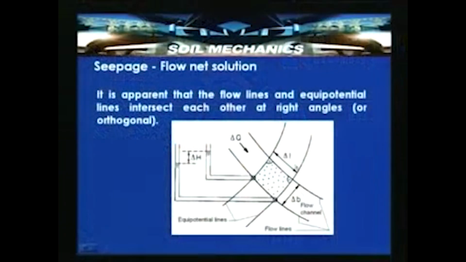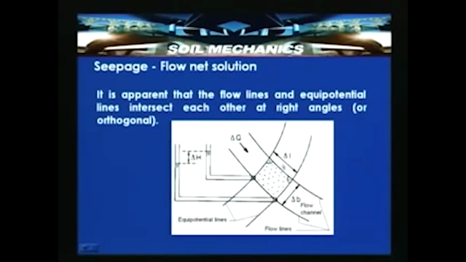So, here in this slide, this is a streamline, and delta B is the distance between two streamlines or flow lines. The distance between any two flow lines we describe as a flow channel. So, this is the flow channel which is indicated. Delta Q is the small flow occurring through this flow channel, and delta L is the length over which the flow is taking place, that is, the distance between any two equipotential lines.